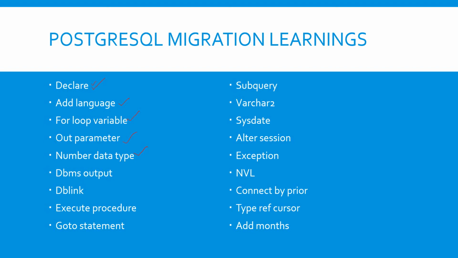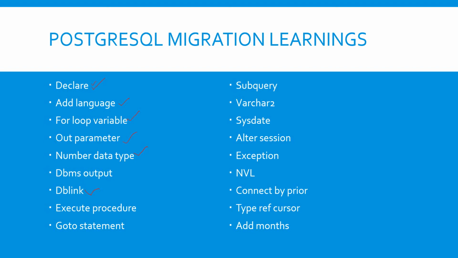DB link is not there here. Instead of DB link, we need to use FDW, foreign data wrapper. For that we need to add an extension, and we can also connect various data sources like Oracle and different databases, different servers. This is very fast.